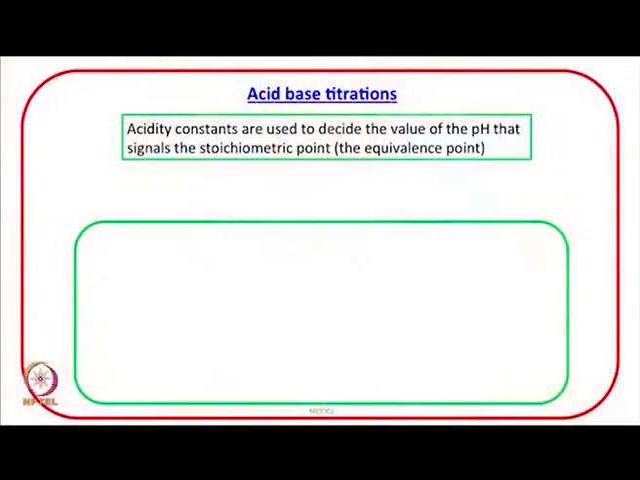Acidity constants we have discussed in our earlier lectures, what is the acidity constant and how to write an expression for the acidity constant. Acidity constants are very useful in deciding the value of the pH that signals the stoichiometric point. In an acid-base titration, the stoichiometric point is also called the equivalence point.